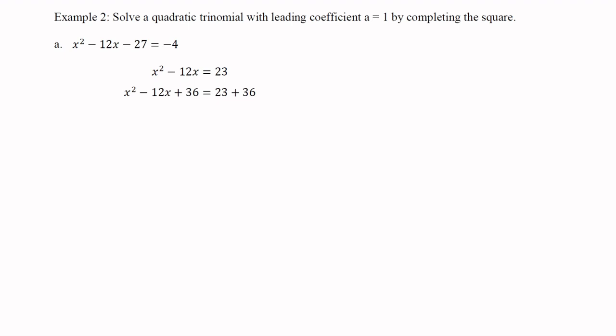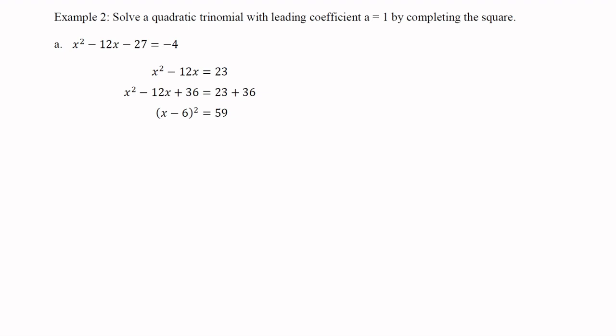Those rules still apply. But what we have now is a perfect square trinomial that we have created on the left side. So we are going to take the square root of the first, sign of the middle, square root of the last, and that gives us (x - 6)^2. 23 plus 36 on the right side gives us 59.